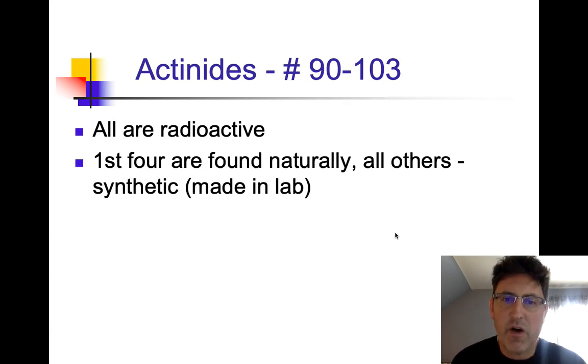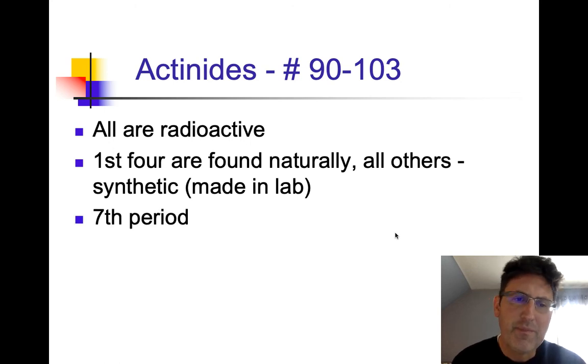The first 4 are found naturally, okay, up to uranium. The rest are made in the lab. And those ones that are made in the lab are called the trans-uranium elements, the ones past uranium. They are the 7th period, and the 5F block is where those fall in.